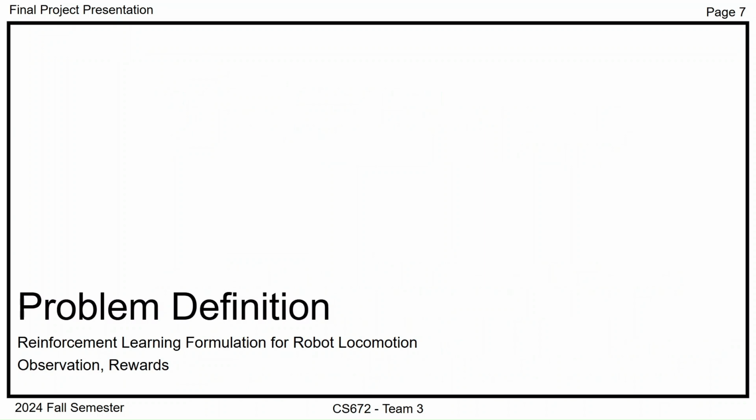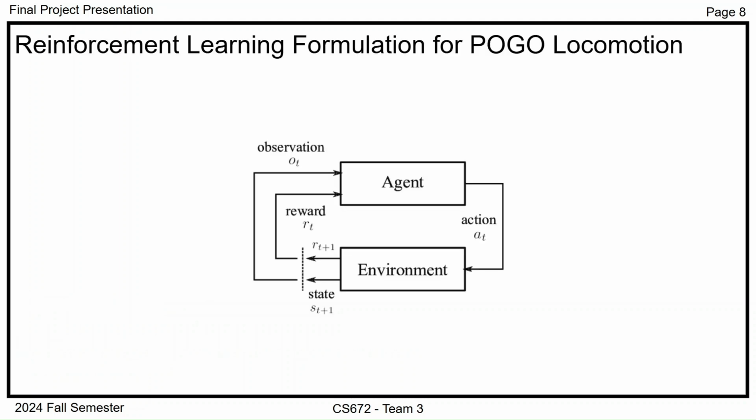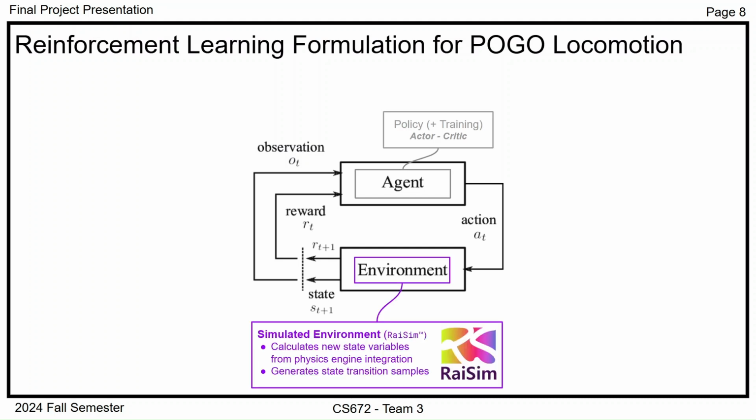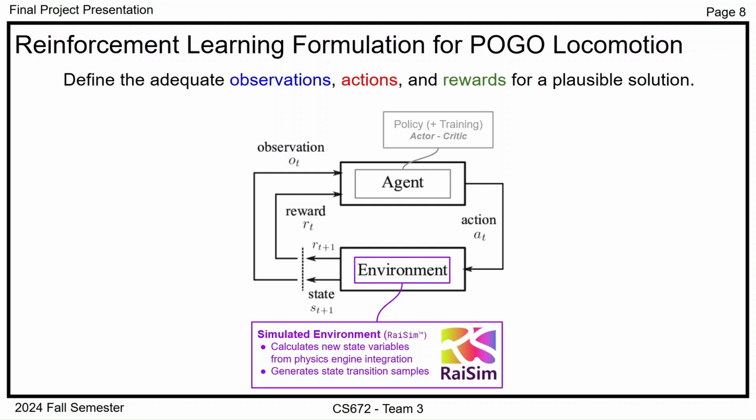Now we formally define our problem of POGO-LOCO in the realm of reinforcement learning. Below is the typical RL setup. Our agent is a learning-based controller with an actor and a critic. Our environment is the simulation stated before. Now we specify our observations, actions, and rewards.